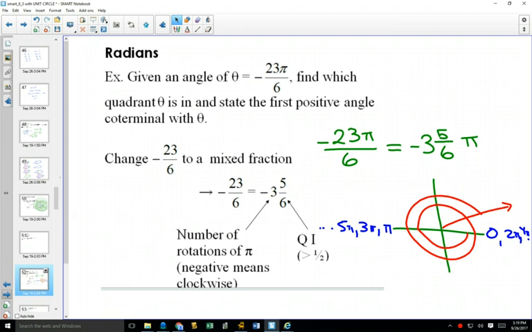I mean, if you have your calculator, you could take this number and divide it by 2 pi and do the same strategy as the degrees, and it will work.